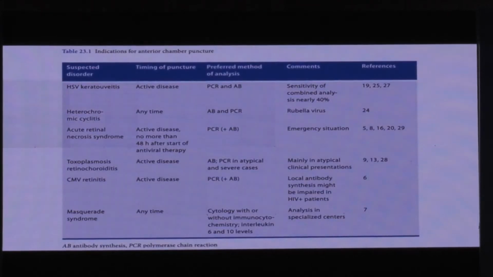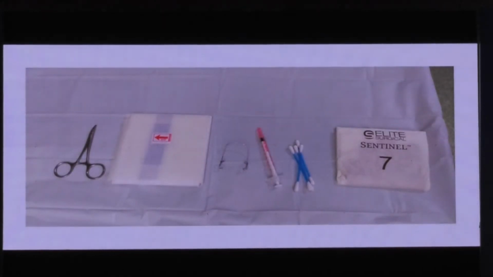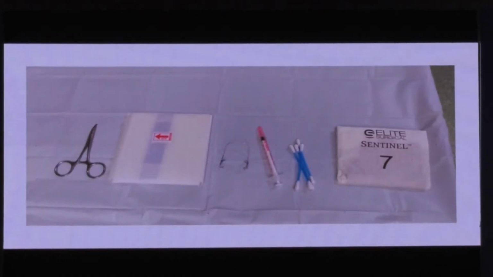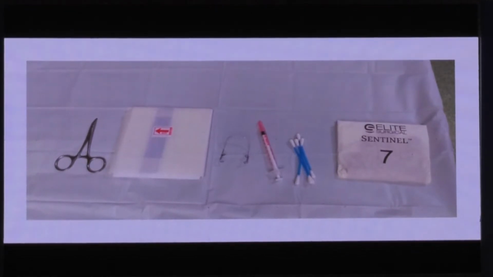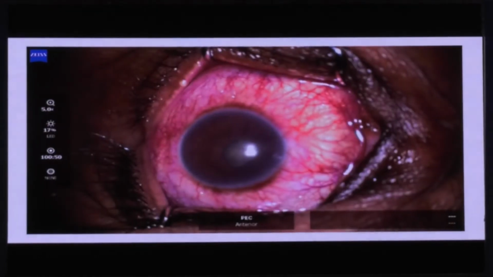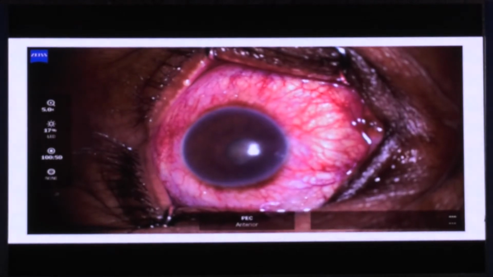Ideally, the tap should be done when the disease is active. And these are the instruments which we routinely use. This is an insulin syringe for the tap. So this is a small video on how we do a tap.